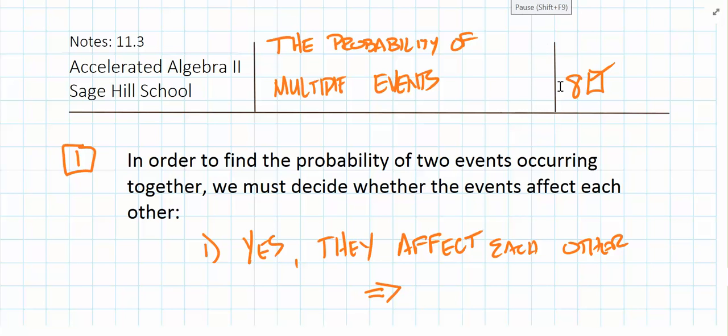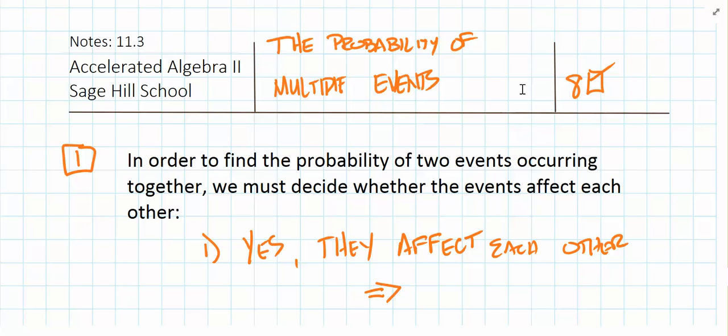Yeah? Okay. All right, so we're going to talk about the probability of multiple events. So basically doing one thing and then doing another thing. Or maybe even doing a bunch of things in a row together. So in order to find the probability of two events occurring together, the first thing you've got to figure out is determine whether or not the events have an effect on one another, right?